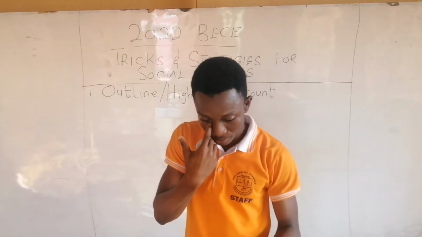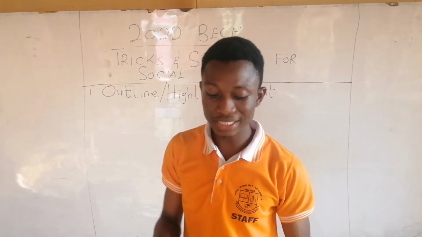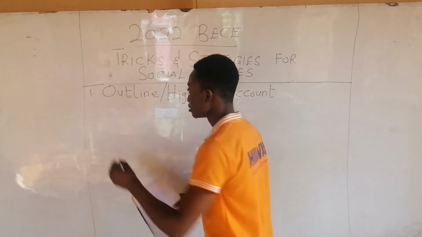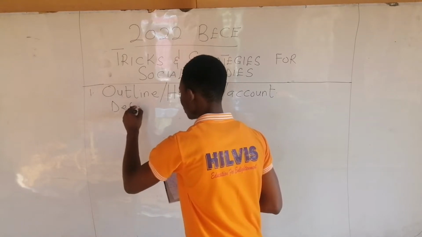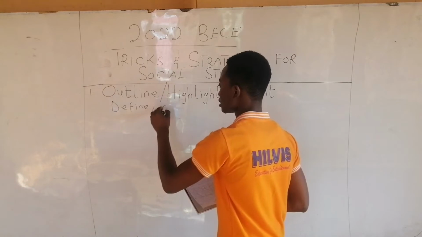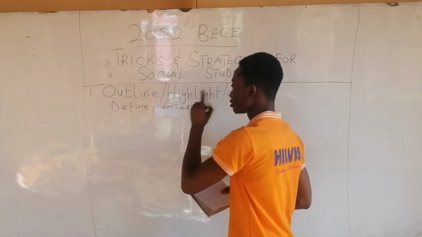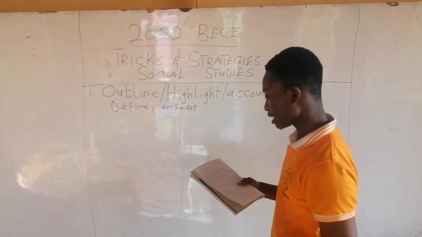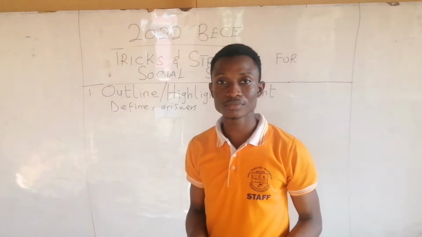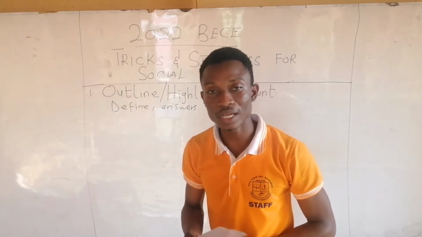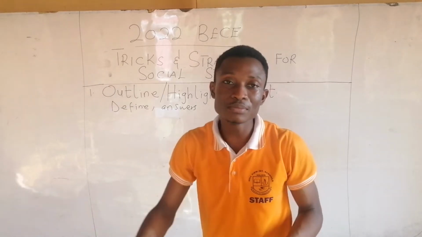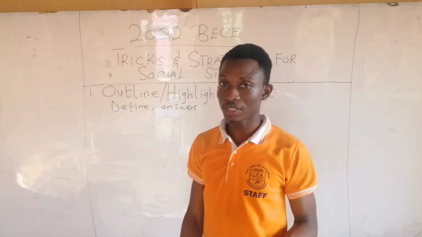Very simple. Now what are you supposed to do? We define the topic. So first, any question that demands an outline, we define, that is one. We define the main topic. We give answers that are relevant to the question asked. You explain them and give examples if necessary. So define, give answers to the points relevant to that point, explain briefly, and give examples if necessary.